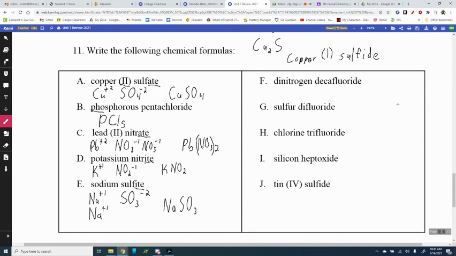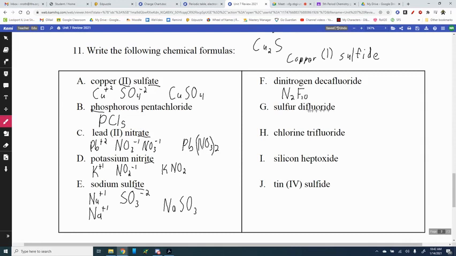Okay. Next, dinitrogen decafluoride. Okay, so this does have prefixes, which means it's covalent. So all we got to do is write down our symbols. Nitrogen is N, and there are 2 of them because it's di. Decafluoride, that's F, and there are 10 of them because that's what deca is. And that's it.